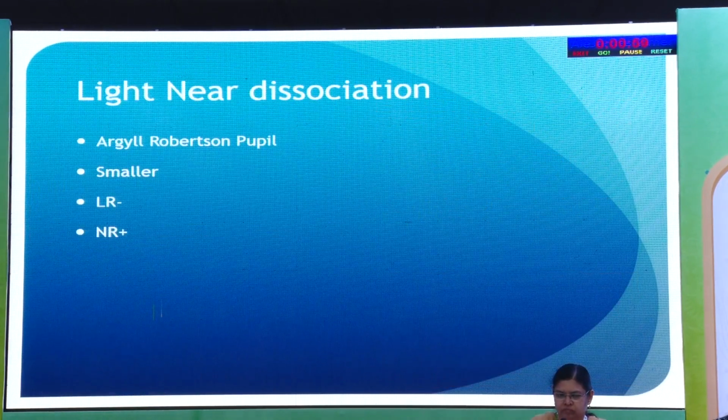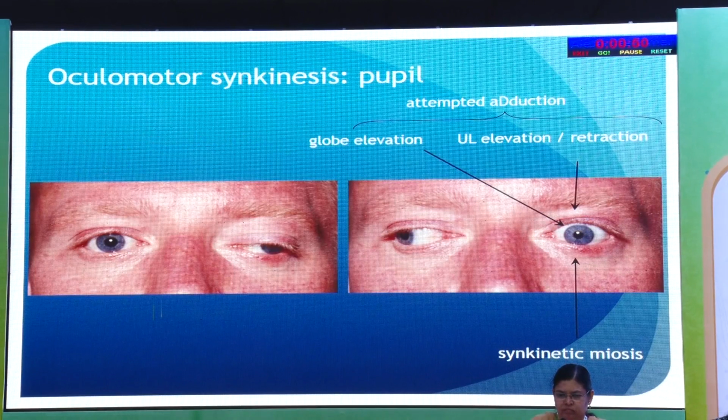Light-near dissociation, mainly Argyll Robertson pupil: you get a smaller pupil, light reaction is absent, and near reaction is present. You usually talk of the aberrant regeneration of the third nerve, which also can cause an anisocoria. This is a patient with a third nerve palsy that has recovered, and when the patient is looking to the right, you actually see a miosis.